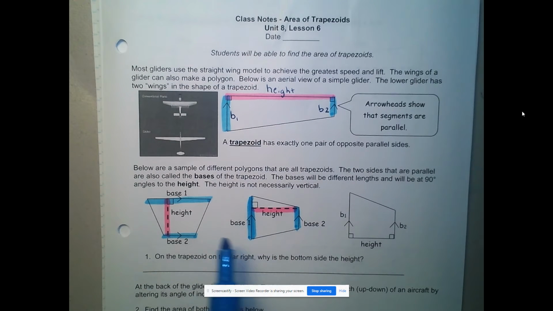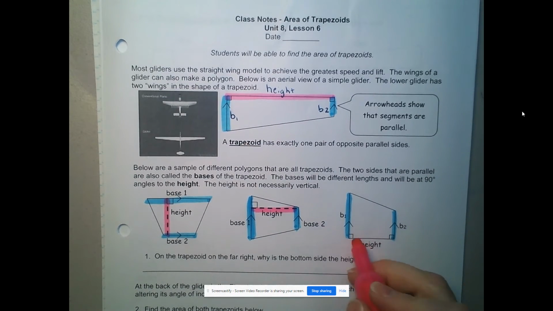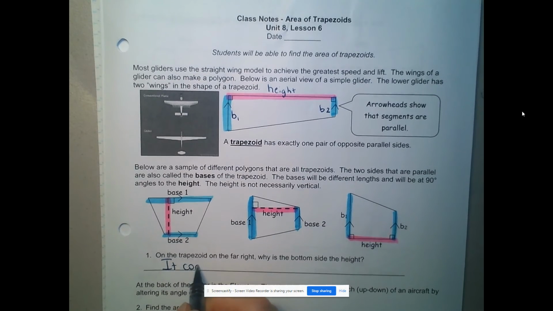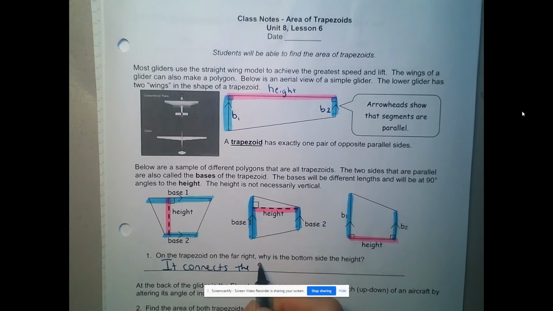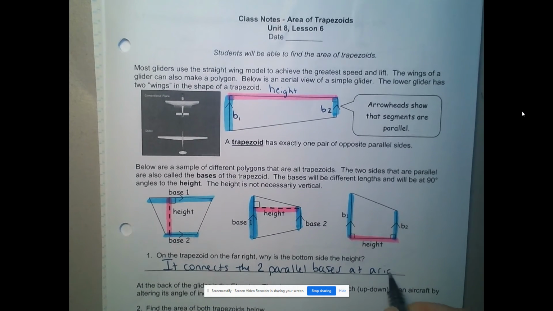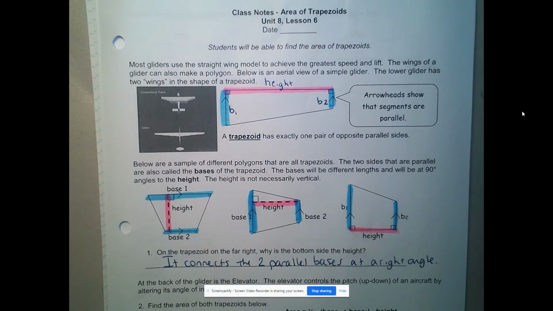So those are probably the most common ways that a trapezoid could look, but you can also have what's called a right trapezoid. And a right trapezoid has the one pair of parallel sides that are your bases, and the height is actually a side making the right angles to connect them. So on the trapezoid on the far right, why is the bottom side considered the height? It connects the two parallel bases at a right angle. So we want you to notice that it's possible for a side to be the height. It's also possible that the height has to be one of those dashed segments through the middle.